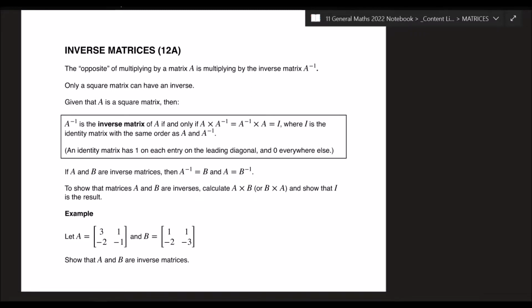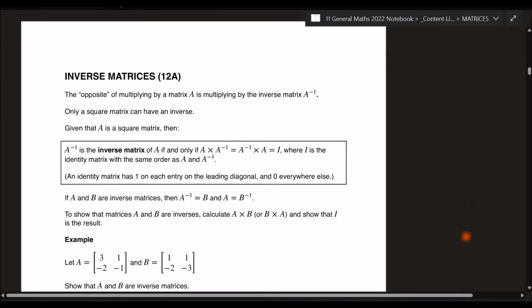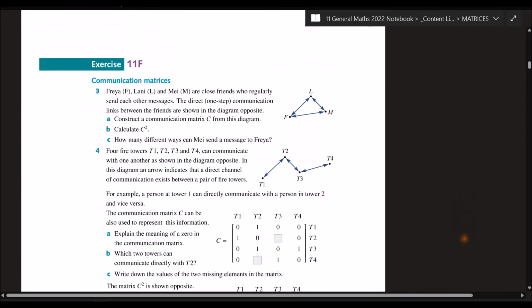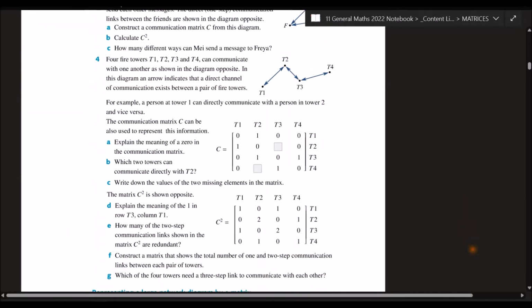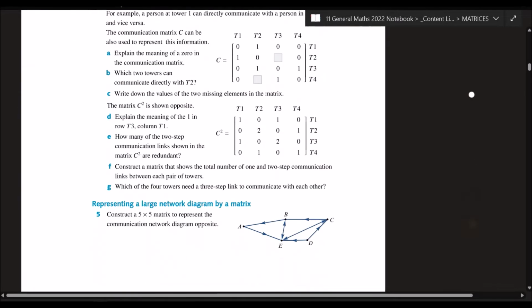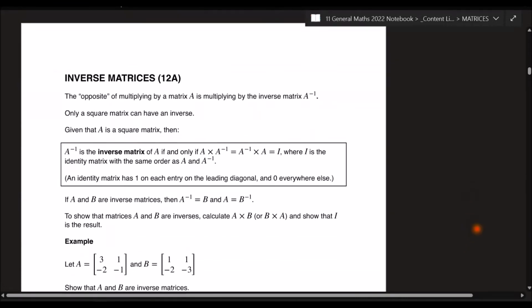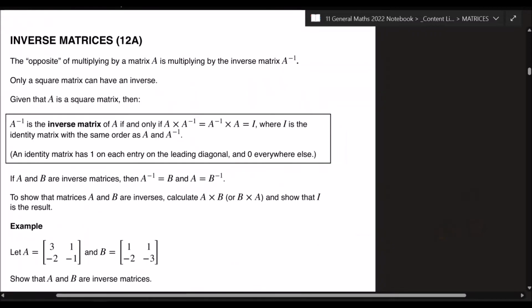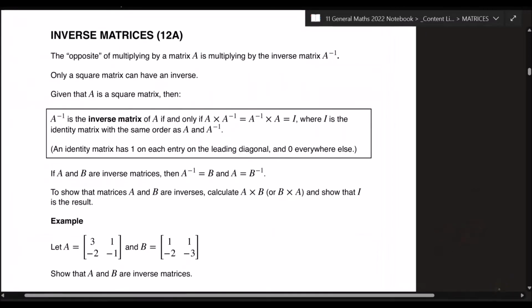I'm hoping that you've completed the previous chapter, which was on these questions, 11F. Now, I know I said we wouldn't do these, but it's just good for revision, as it will be quite useful in the next topic. But moving on to 12A, we're going to continue with our main matrices stuff. So for chapter 12A, what we're looking at is inverse matrices.